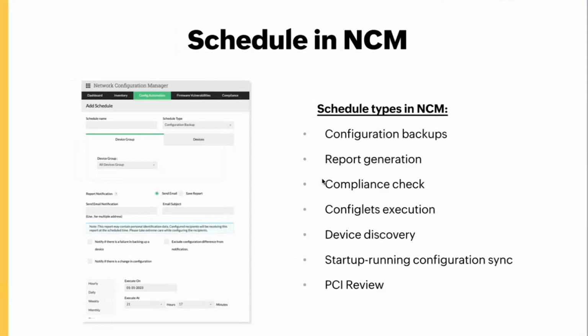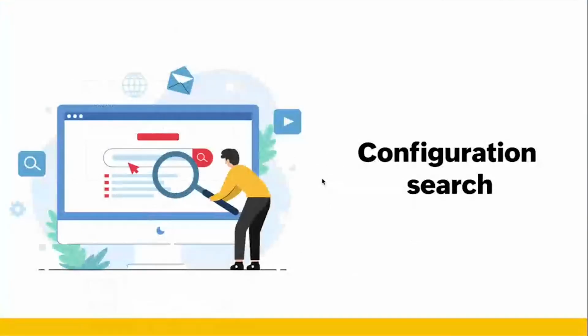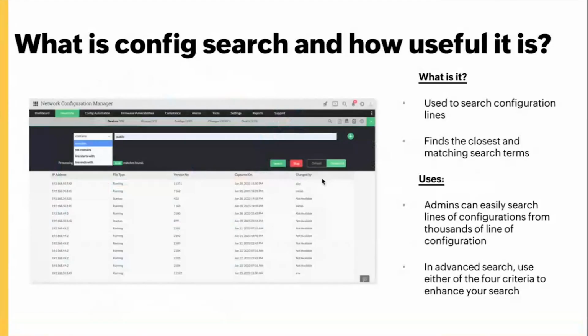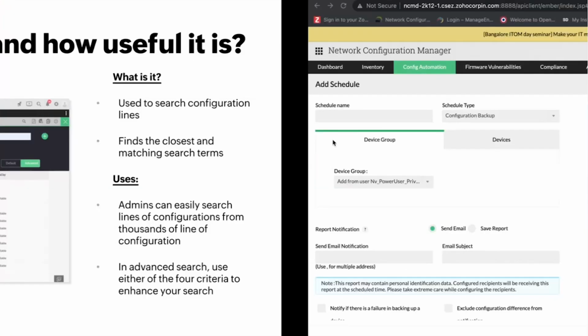We have configuration search. This configuration search can be used to locate a particular string, a word, or anything in a configuration file. Let's say we have a large configuration file of more than 1,000 lines. The user cannot be scrolling and searching each of those 1,000 lines for a particular keyword. Instead, the user can use configuration search and find anything instantly. Now let's see an example of this in the UI.